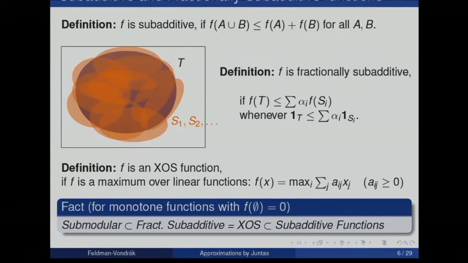And at least for monotone functions, there's one point that these functions are always monotone. They can only increase. Submodular functions don't have to be monotone. But if you assume that the function is monotone, then we have this chain: submodular functions are contained in XOS, which is equal to fractionally subadditive, and these are contained in subadditive functions.